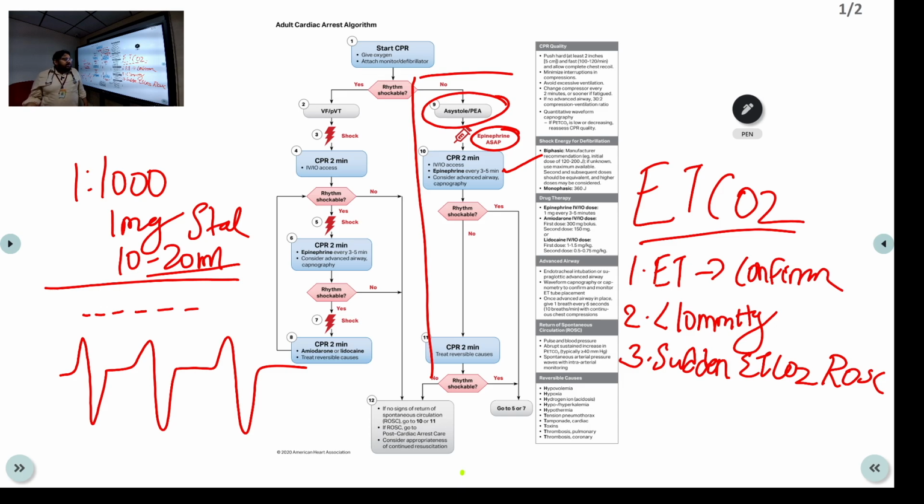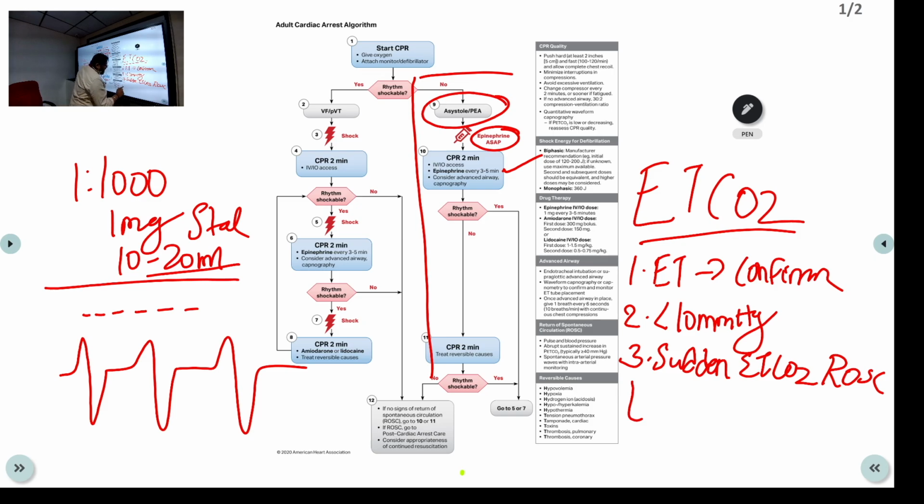So what is the first thing? You can confirm the ET tube position. Second thing, if it is less than 10 while doing CPR in cardiac arrest, you can improve the quality of CPR. And third thing, there is a sudden rise in ETCO2. We can see that you have achieved return of spontaneous circulation.